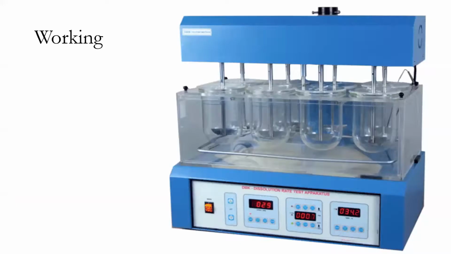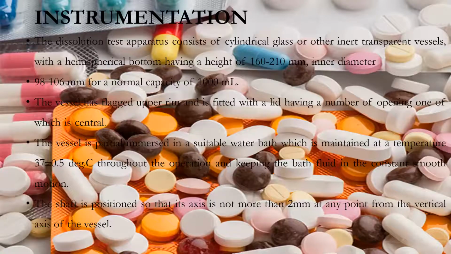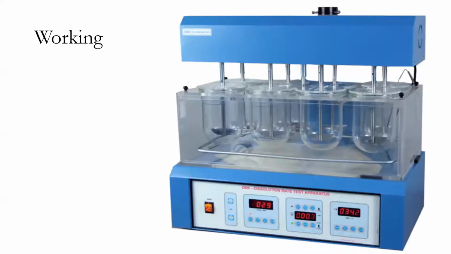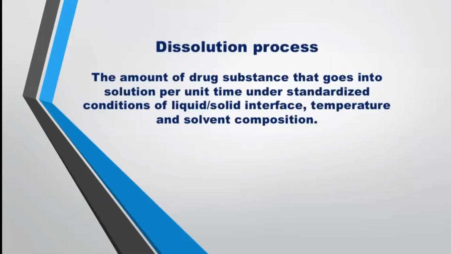So the instrument you can see here, this is the instrument, and this is how it works exactly. The temperature we need to fix as per the body temperature, 37 plus or minus 0.5 degrees Celsius, throughout the operation. And you can see in this picture, the shaft is there to rotate, because this should be rotated. We need to create the condition whatever we are having inside our body, for example, solid interface, temperature, and solvent composition.